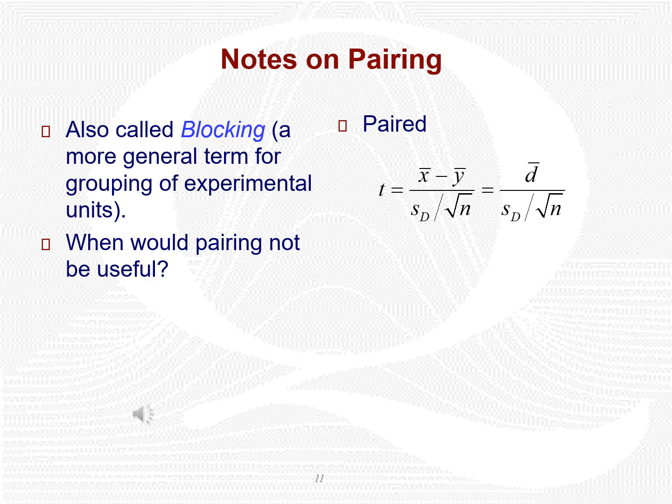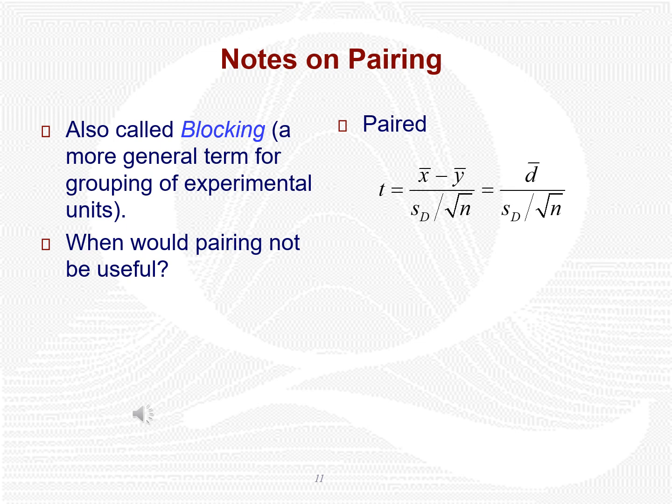Paired comparisons is the simplest example of blocking, which is a more general term for the grouping of experimental units. As we saw in the example, pairing can increase your ability to see the differences, or in other words, reduce your type 2 error. If you take a course on experimental design, you'll see more examples of this blocking technique to increase power or decrease type 2 error.